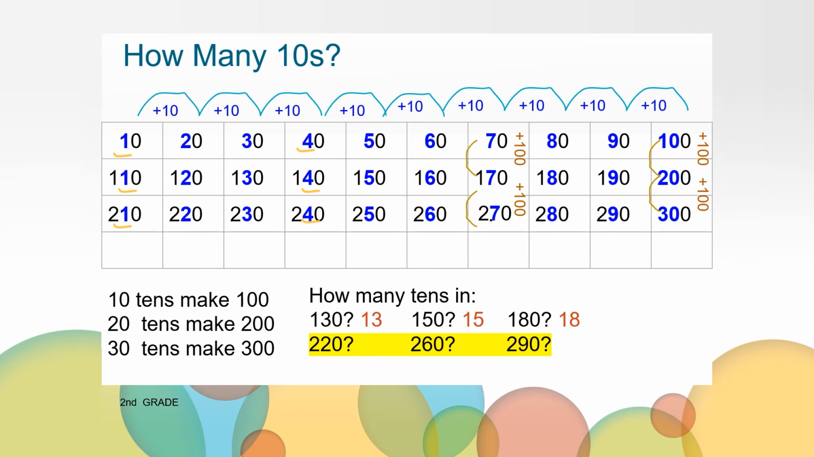So let's continue counting our tens. We already checked out tens in 130, 150, and 180. How many tens do you think there are in 220, 260, and 290? I'll give you a minute to think. We know that there are 20 tens in 200. So 200, 210, 220 is 2 more groups of 10. So that is 22 groups of 10. What about 260?